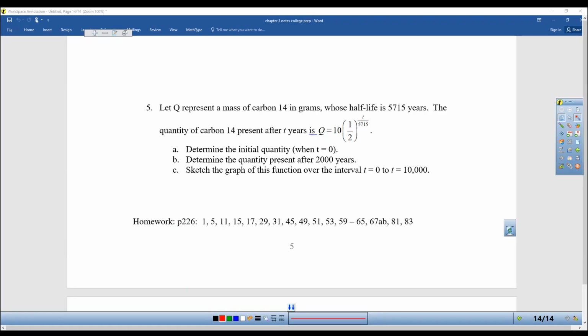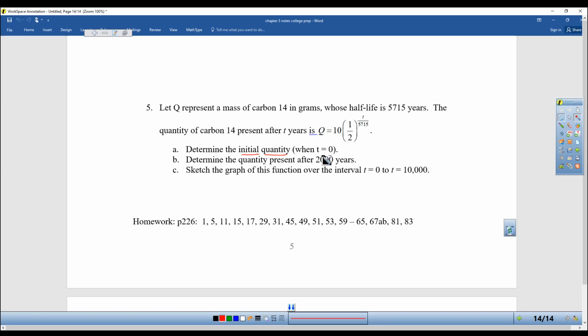Okay, last problem, number 5. Let Q represent a mass of carbon-14 in grams, whose half-life is 5,715 years. The quantity of carbon-14 present after t years is represented by this formula. The first part says, determine the initial quantity. I've pointed it out this time, but that means when t is equal to 0.